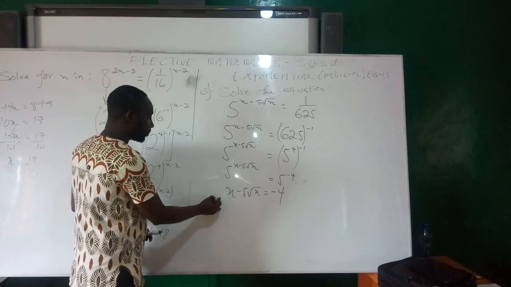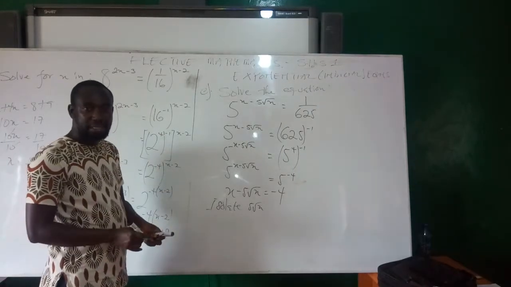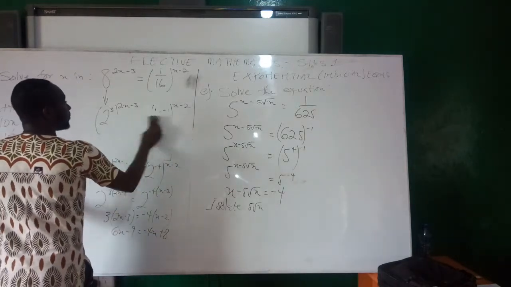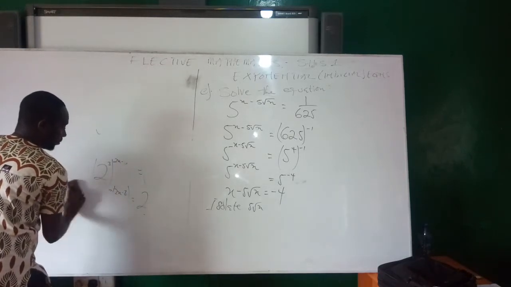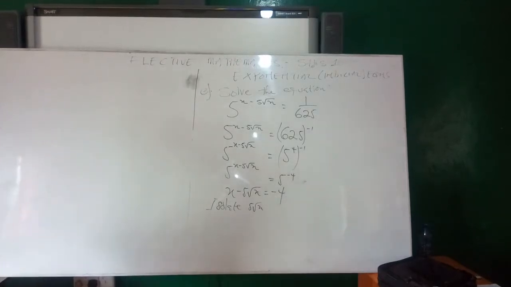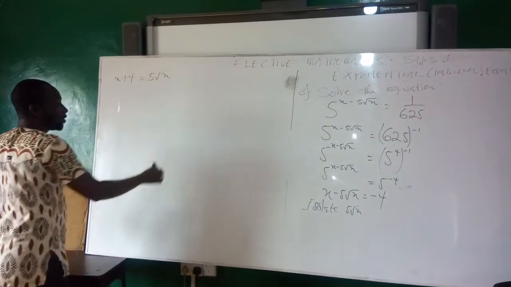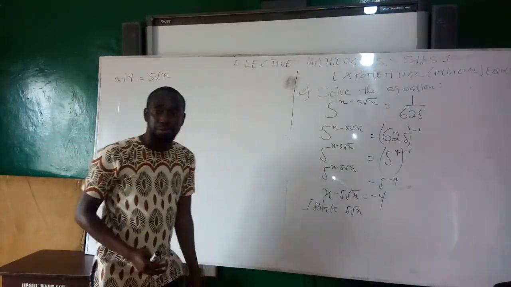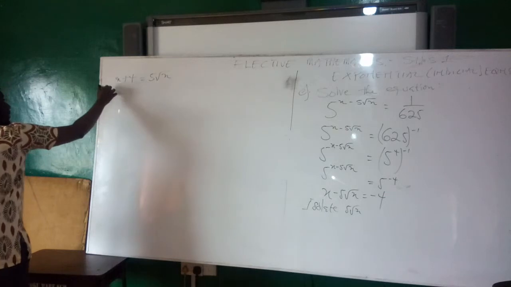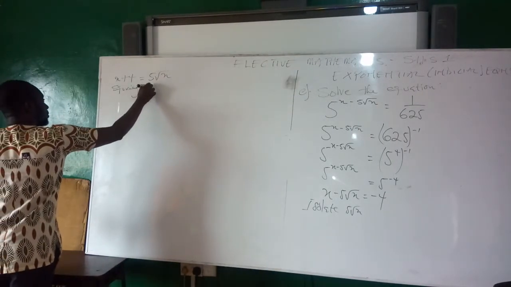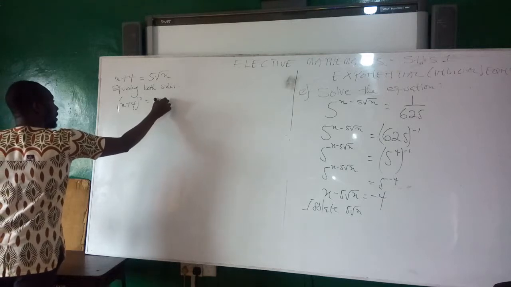So, when we isolate the 5 root x, that is, we want the 5 root x to be on one side. So we can rewrite this as x plus 4 equals 5 root x. That is, we have been able to isolate or make 5 root x stand alone. Now we have a square root here. We want to take the square root out, so we need to square both sides. So squaring both sides, we have (x plus 4) all squared equals (5 root x) all squared.